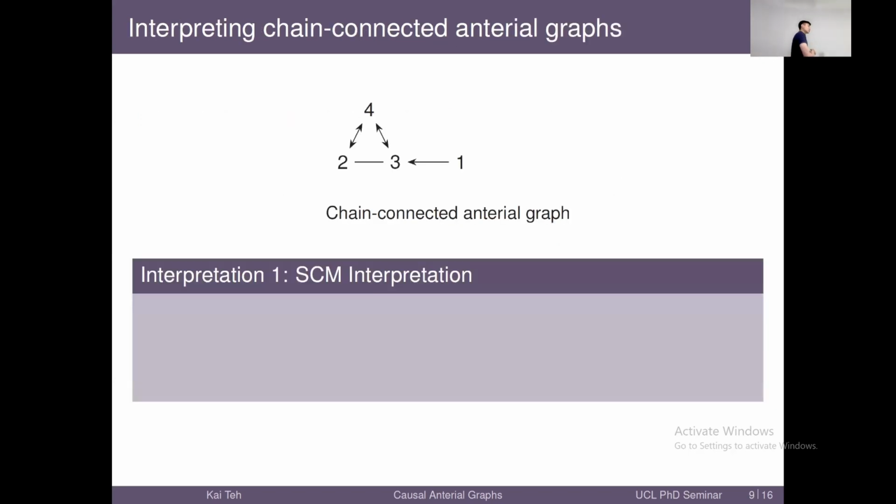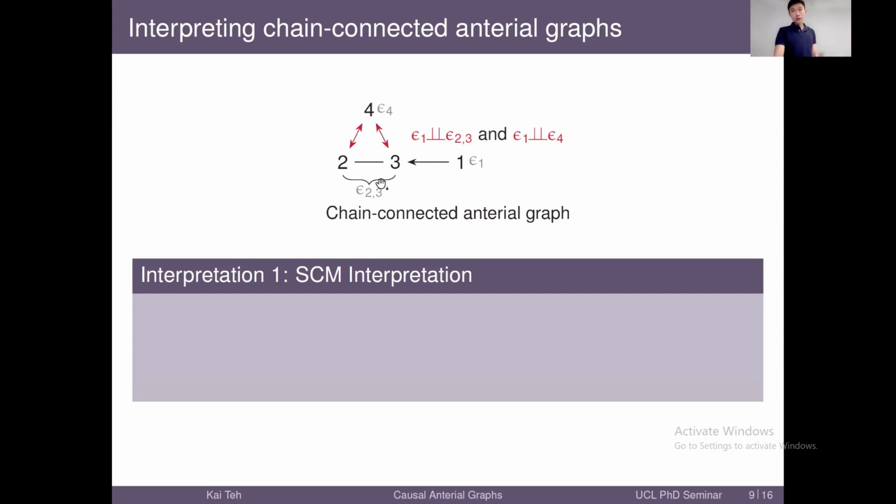So an example of a chain connected anterior graph is this over here. Now let's try to interpret this using our first interpretation, which we call the SEM, structural causal model interpretation, and you can see why as I introduce it. First we associate a noise to each chain component, which, let me just recap, are 1, 2, 3, and 4. In this case, epsilon 1, epsilon 4, and epsilon 2,3.